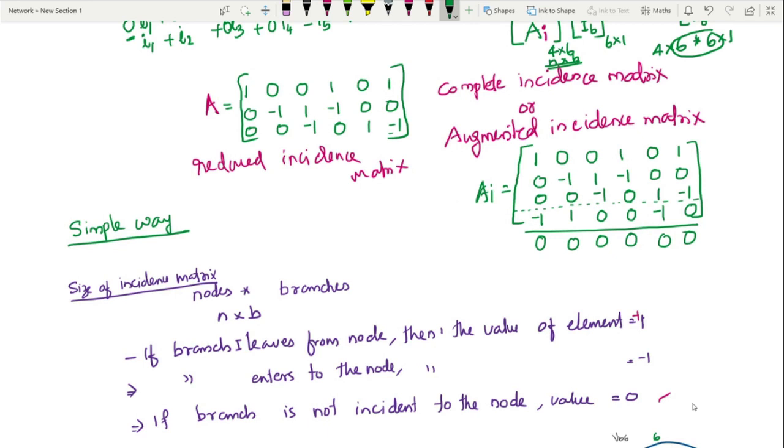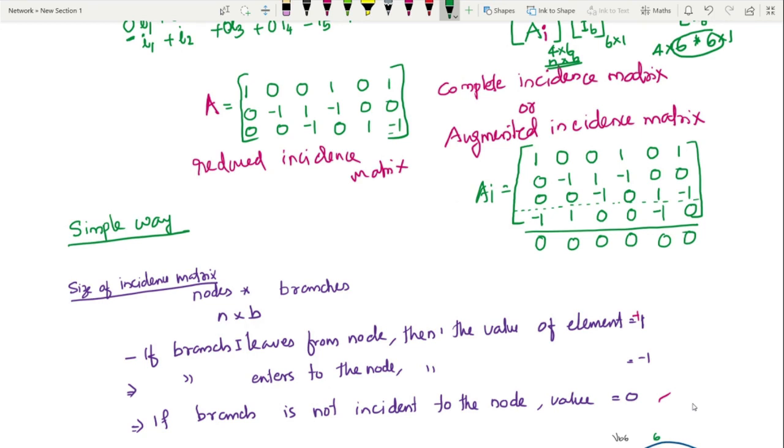By utilizing this property, it is possible to remove any one of the rows from the complete incidence matrix, so that whenever required, we can retrieve or rebuild that deleted entry from this matrix using this property. The matrix obtained from the complete incidence matrix after removing any one of the row entries is termed the reduced incidence matrix.